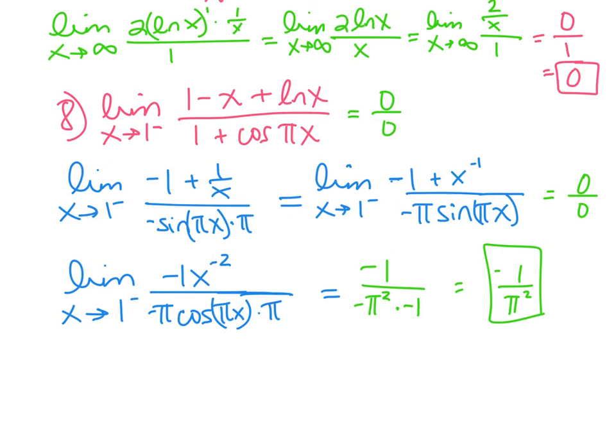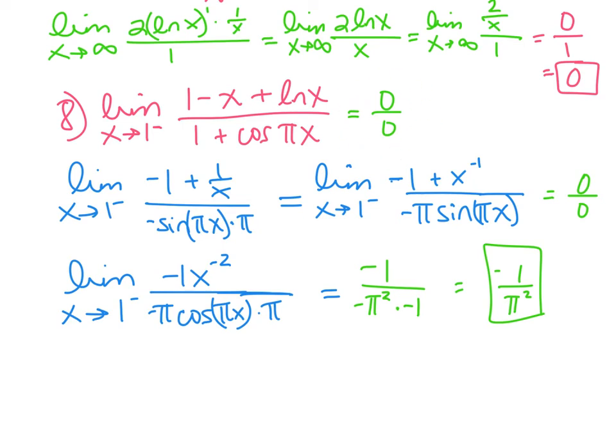Okay, so first of all, I went ahead and plugged in my 1. 1 minus 1 is obviously 0, plus natural log of 1 is another 0, so 0 over 1 plus cosine of pi times 1, which would be cosine of pi. Cosine of pi is negative 1. 1 plus negative 1 is 0. Okay, so I started off with the 0 over 0 case.